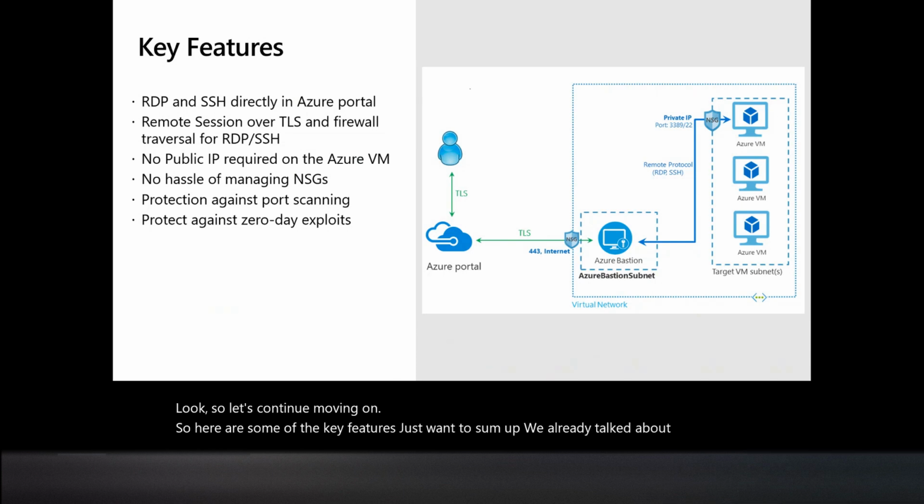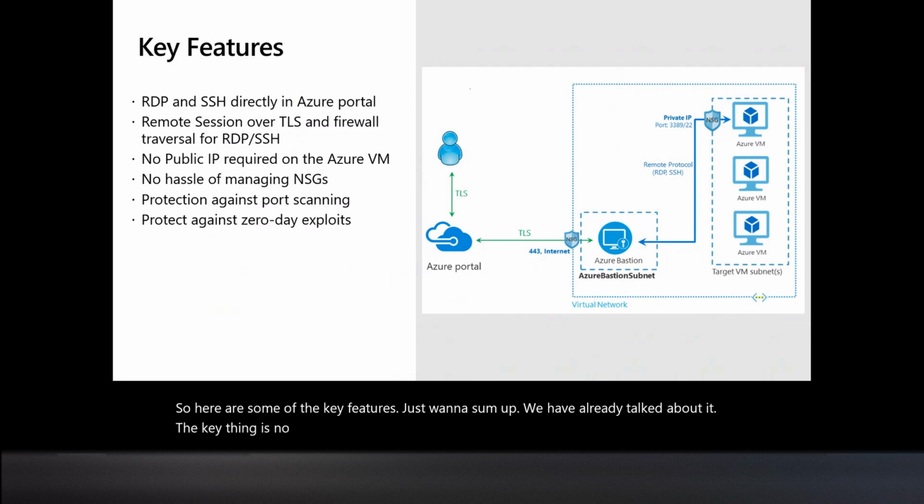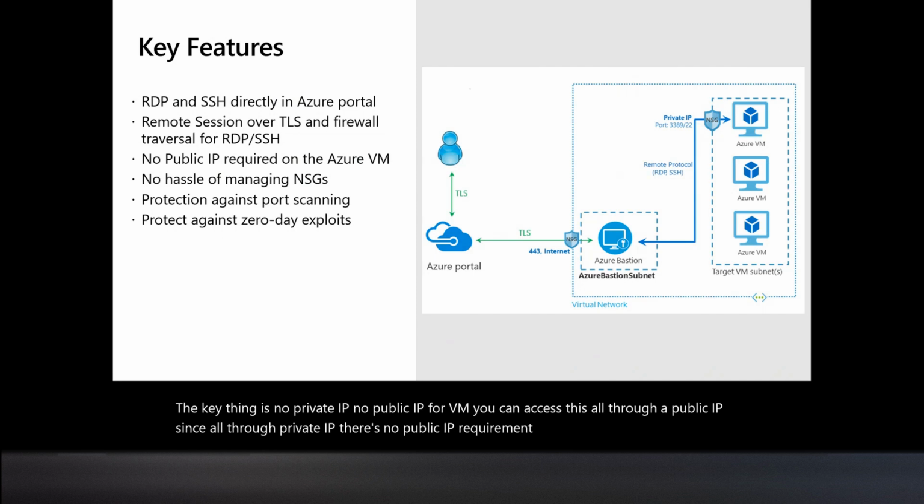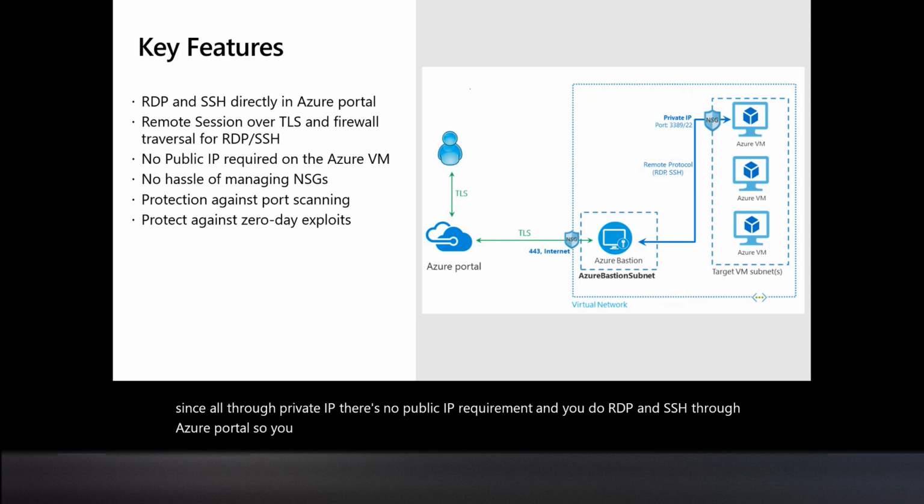The key thing is no private IP or no public IP for VMs. You can access this all through private IP, so there's no public IP requirement, and you do RDP and SSH through Azure portal. So all of the access is available through Azure portal. You don't need to get a special client or something for it, and all sessions are through TLS.